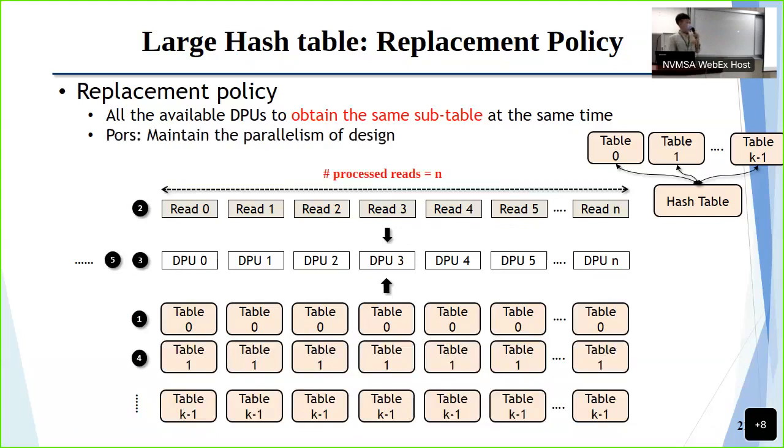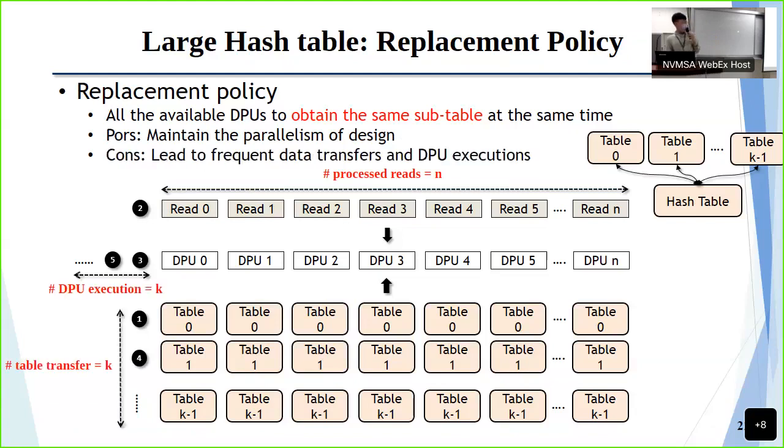The advantage of these policies is we maintain the parallelism of the design because the number of process reads only depends on the number of DPUs. But the trade-off is we have a lot of DPU execution and a lot of table transfer.